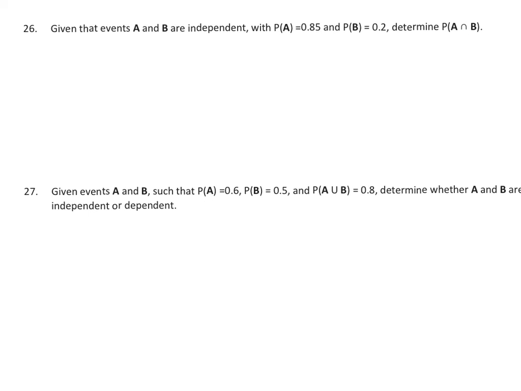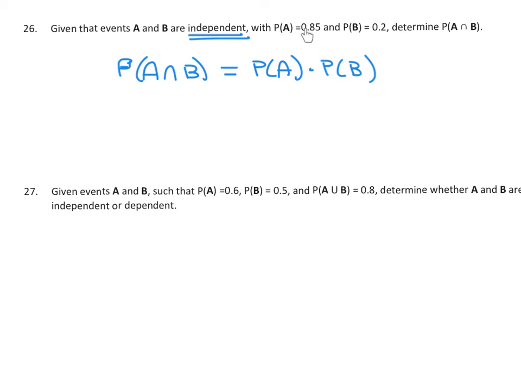Now let's think about this. If we know that they're independent, what that means is that the probability of A and B is equal to the probability of A times the probability of B. Okay, so this is the rule we're going to be using. Now, they tell us that the probability of A is 0.85, so I'm going to substitute that in here. And they tell us that the probability of B is 0.2, so I'm going to replace the probability of B with 0.2.